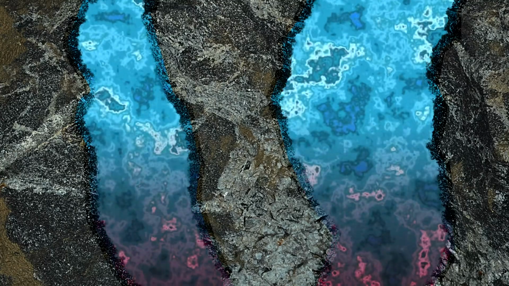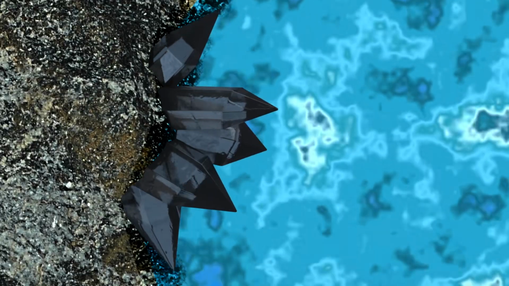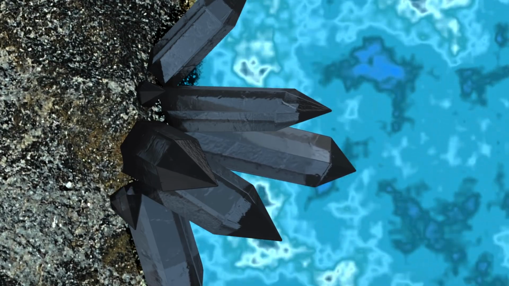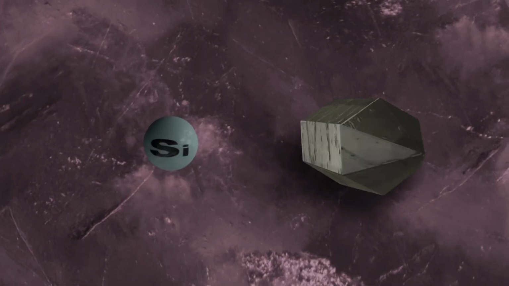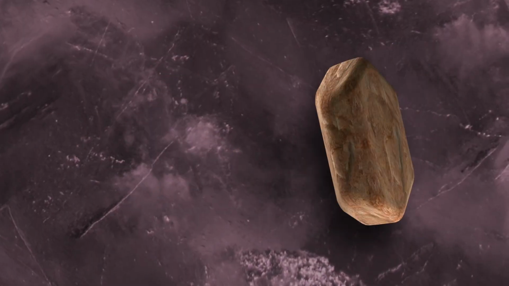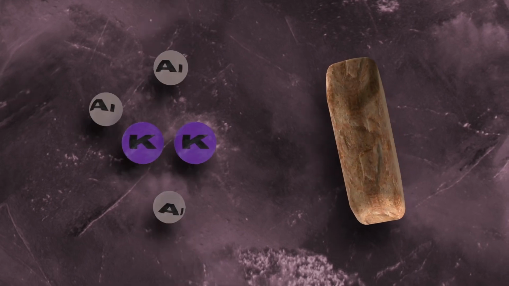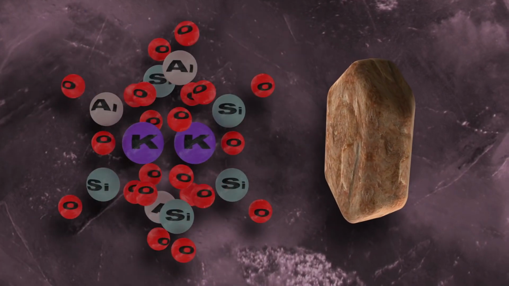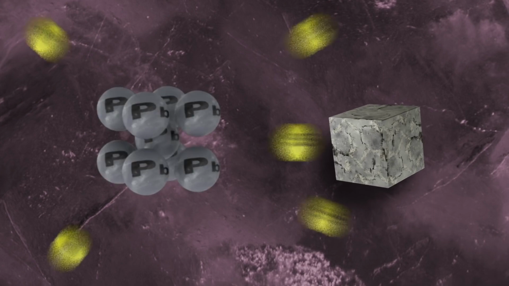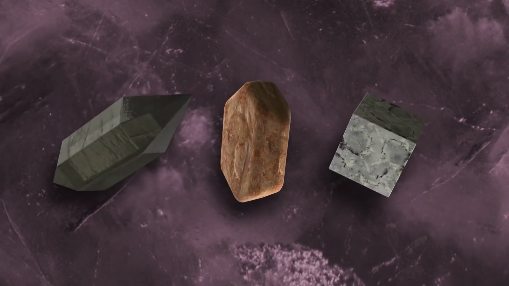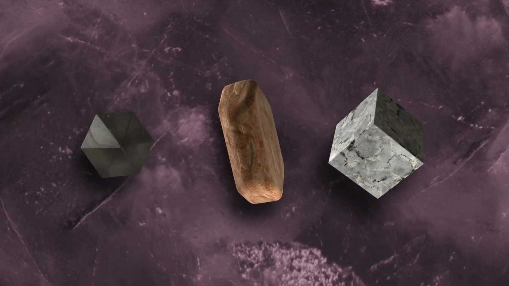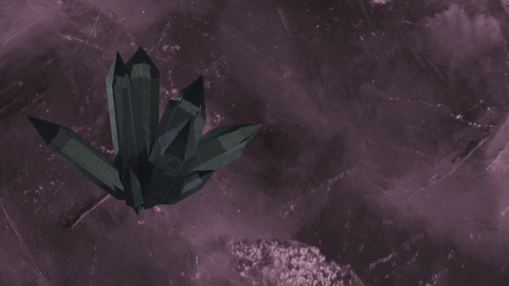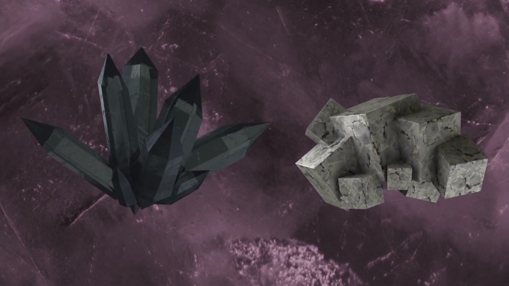As the water cools, ions precipitate out as mineral crystals, including quartz crystals from silicon and oxygen, feldspar from potassium, aluminum, silicon, and oxygen, galena from lead and sulfur. Many of these crystals have signature shapes. Take this cascade of pointed quartz, or this pile of galena cubes.